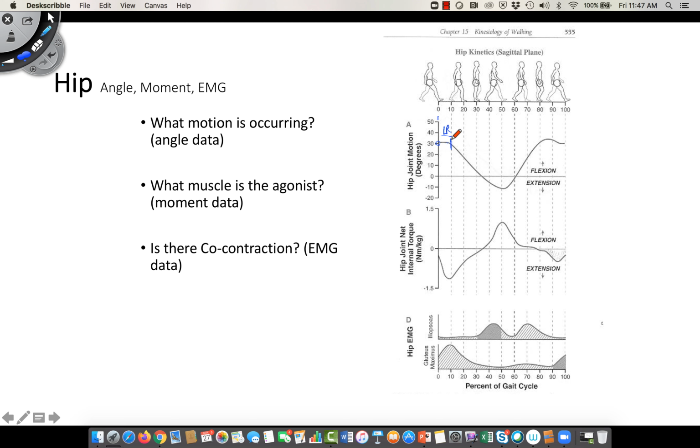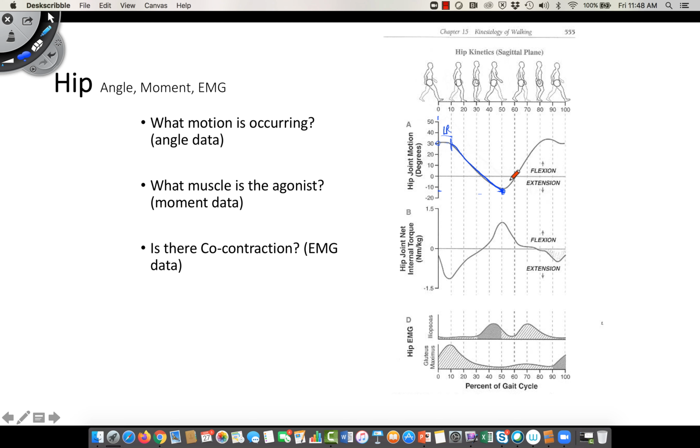Once we start to enter into single leg support at 10%, we notice that there's rapid hip extension until we achieve about 10 degrees of hip extension at the peak, really at pre-swing. So we have rapid hip extension until pre-swing of about 10 degrees.